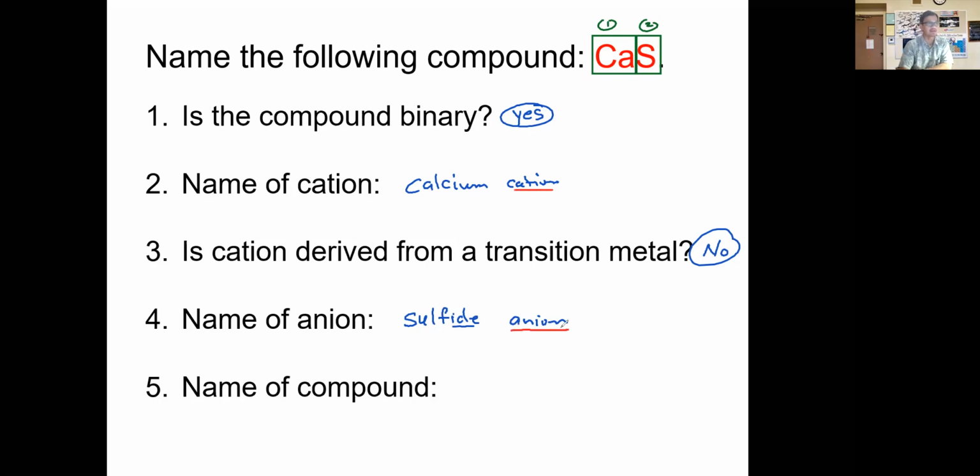So we'll drop the word cation and anion, and we'll end up with the name of this compound as calcium. The way we write this is we always write down the name of the cation first, followed by the name of the anion. So this is going to be calcium sulfide. We basically follow the order given in the formula, with the cation first and then the anion. Good, very good.